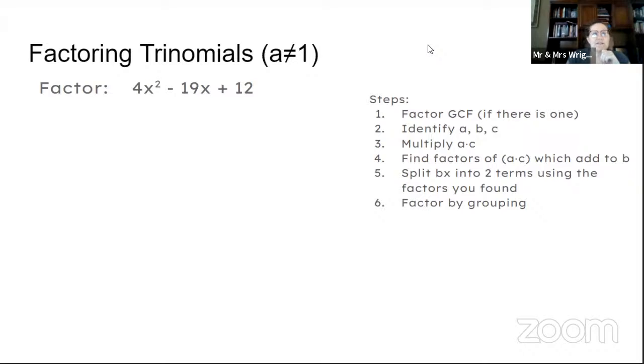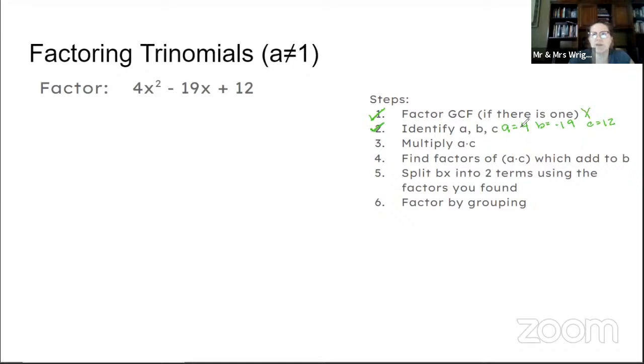Now, the first step is finding a greatest common factor. Is there a greatest common factor? Well, 4 is divisible by 4 and 2. 19, I can't do 4 or 2 out of those. There's an x in both of them, though, but there's not an x in the third one. So there is no common factor. So no greatest common factor. So step 1 is done. We're going to identify A, B, and C. A is 4, B is negative 19, and C is 12. Okay, step 2 is done.